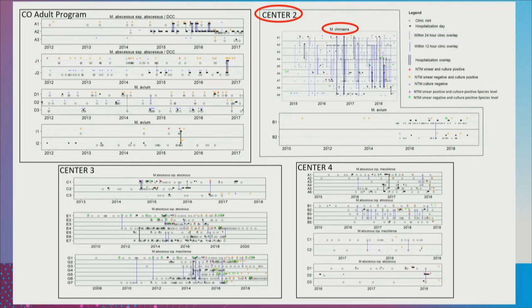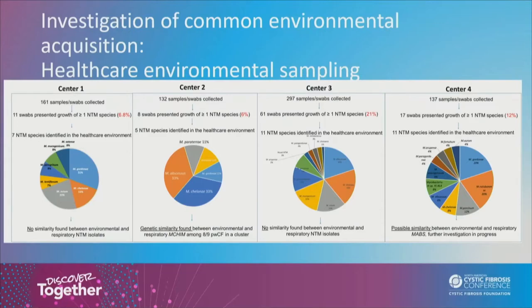You can see that pretty easily here. They have both clinic overlaps and hospitalization overlaps among all subjects within the cluster, compared to this M. avium cluster, where there's just a single one-time clinic overlap. And the point of this slide is just to show you there's a lot of differences in how these centers present with their opportunities for healthcare-associated overlaps.